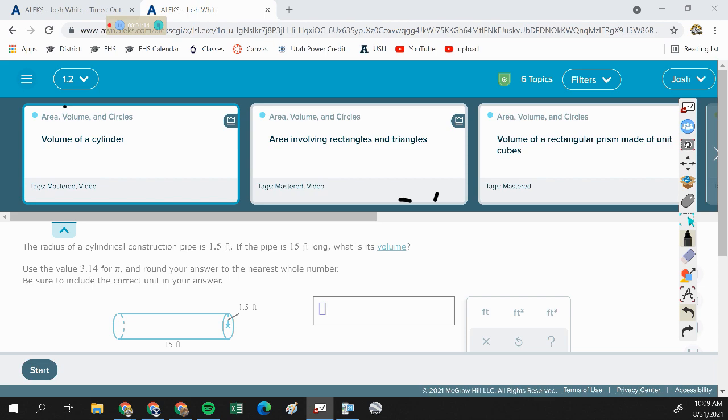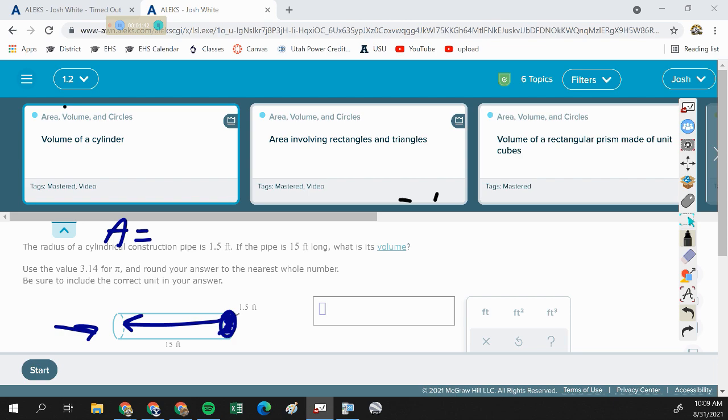well, it's called a cylinder, but you guys don't really know what a cylinder is. This is an example of a cylinder, but there are other things that are also cylinders that don't have that same shape. But anyway, so we know that the radius of the pipe is 1.5 feet, and it's 15 feet long. So we need to find the area of this, and then we'll just multiply it by the length.